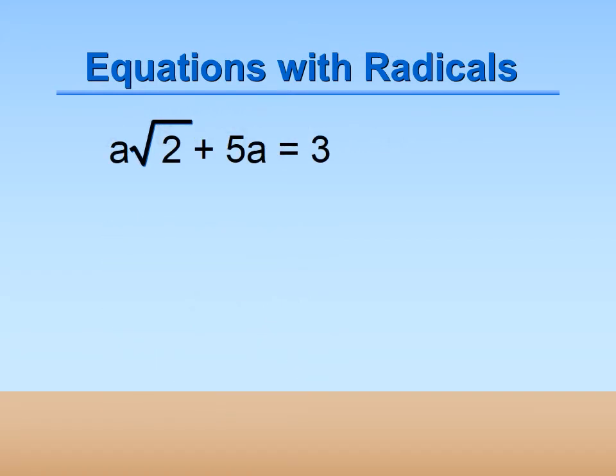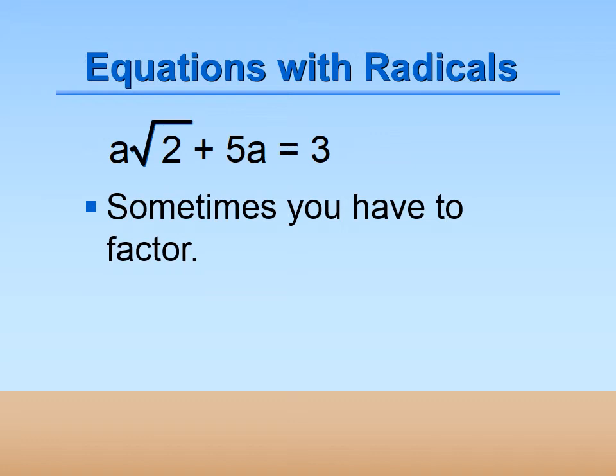All right, let's look at this. a square root of 2 plus 5a equals 3. This is a problem where you would want to factor the a out first. So if you factor out the a, you would get a times the square root of 2 plus 5 equals 3. And so all you have to do is divide by the square root of 2 plus 5.